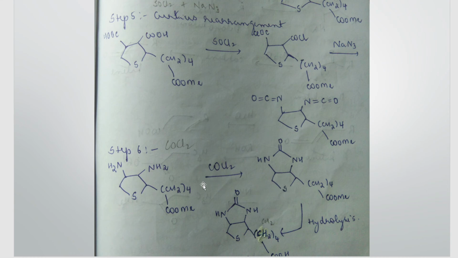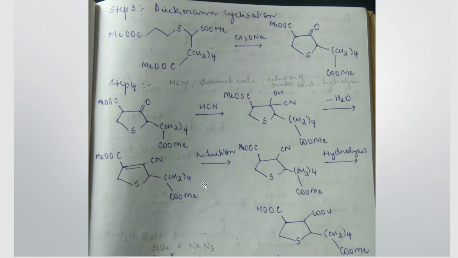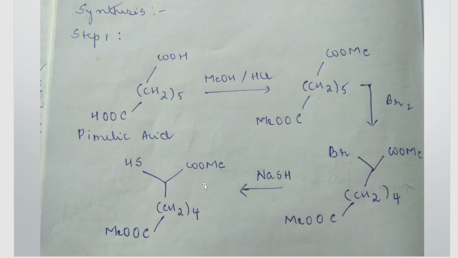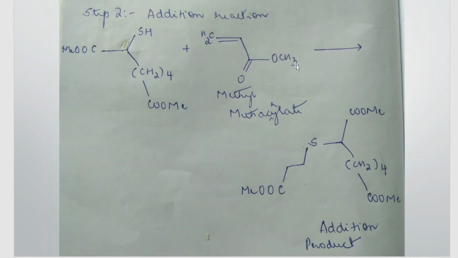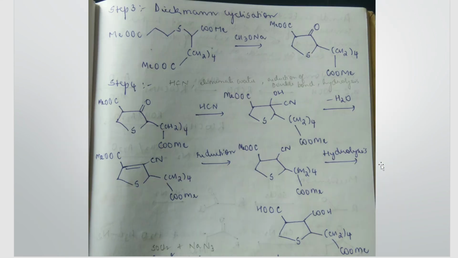So this is the synthesis of biotin. Just to summarize, what did we do? We took palmitic acid. Then there is the conversion of this H group to a methyl group. Then there is addition of bromine, and then we also added sodium hydrogen sulfide. And then there was an addition reaction where we got an addition product.